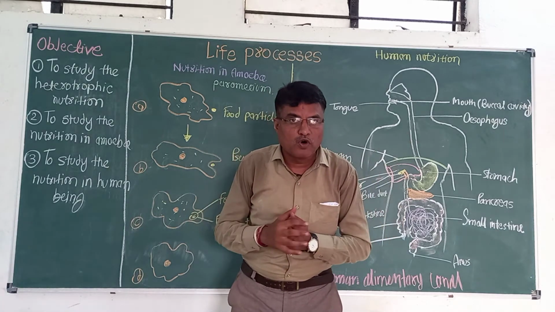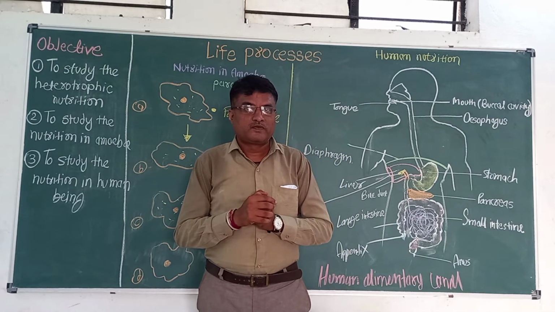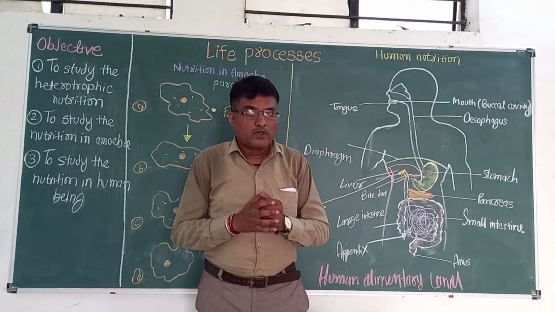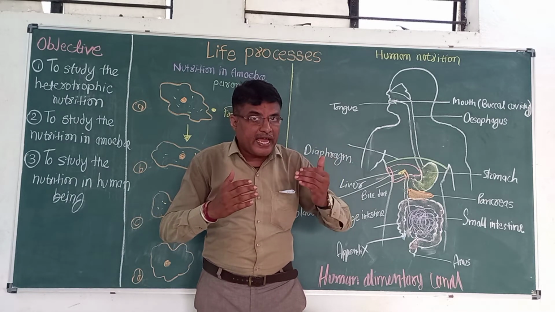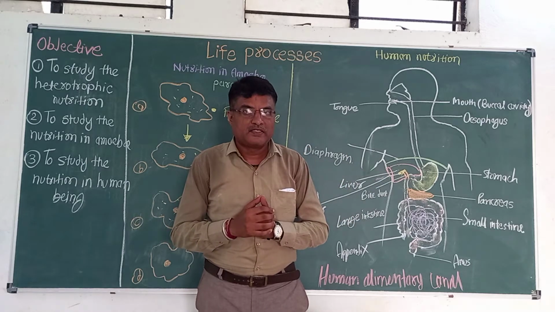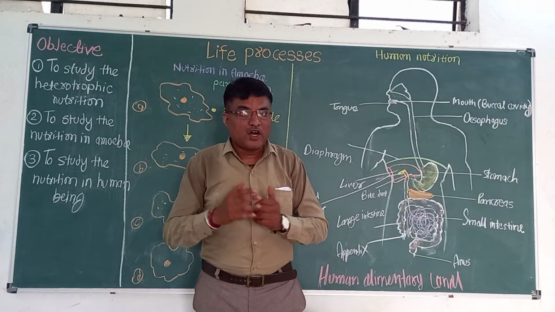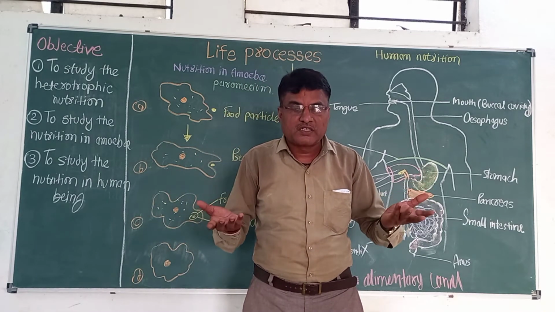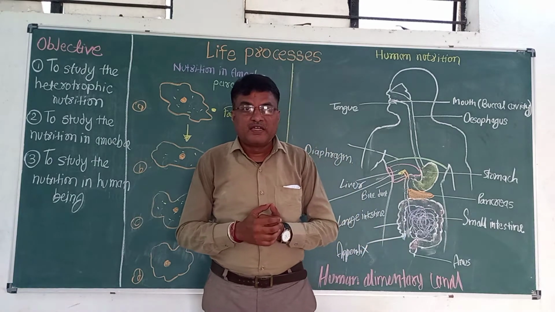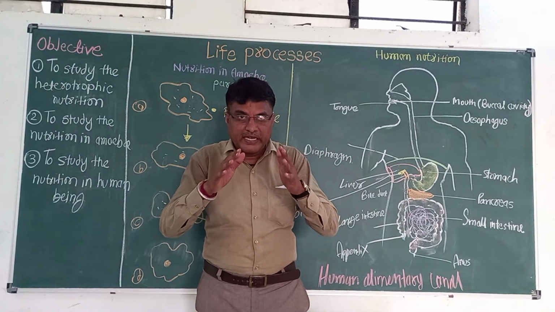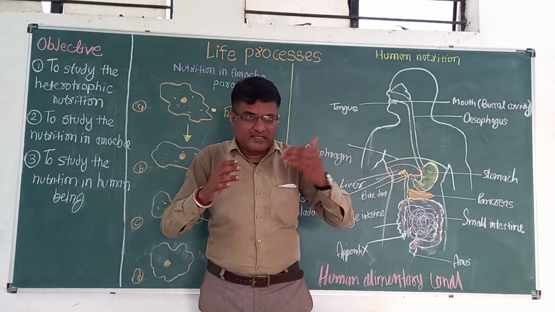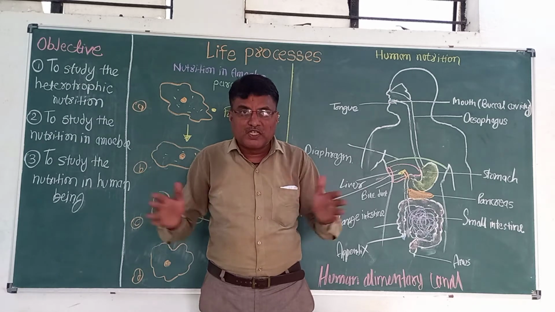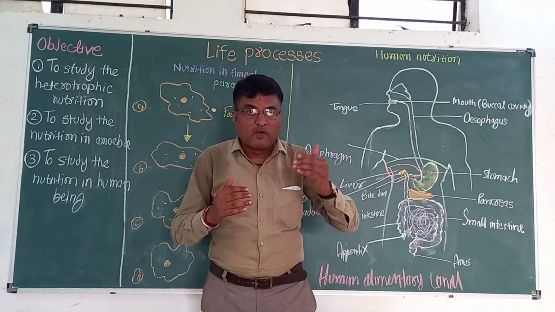Then the saprophytic mode of nutrition. Saprophytes are those that live on dead and decaying parts. They are called saprophytes, just like fungi, mold, yeast, some bacteria. They decompose the dead bodies and whatever fallen parts of the trees, which are decomposed in the soil with the help of these saprophytes.